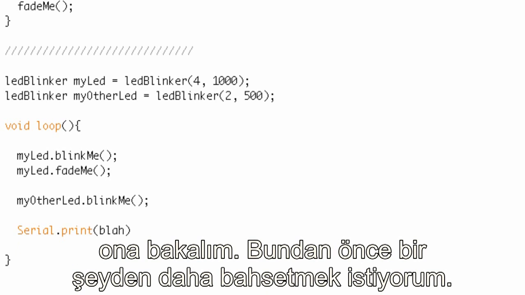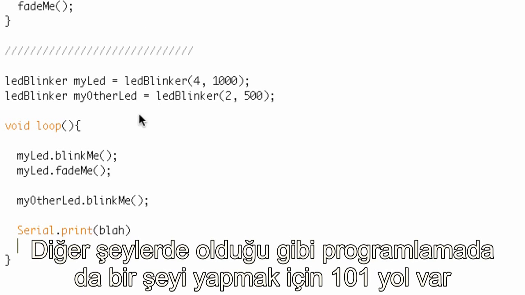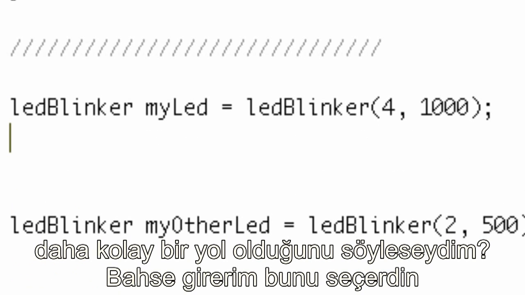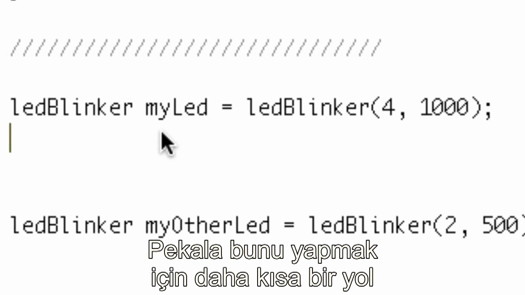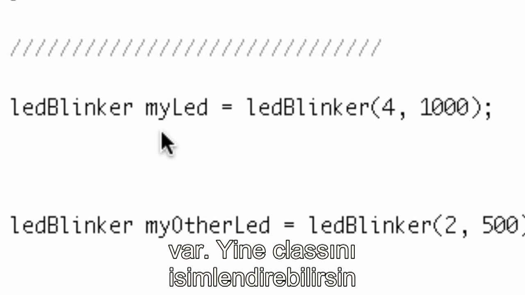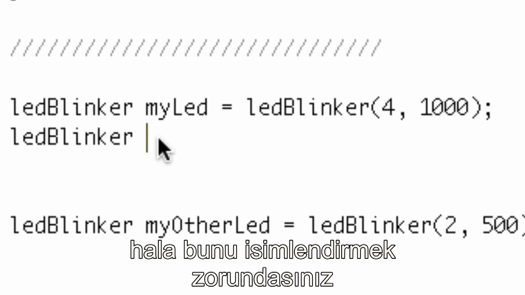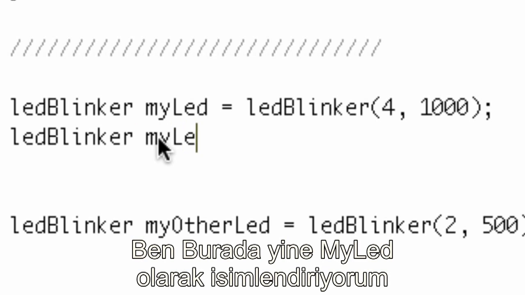But before we do that, one more thing I want to talk about. Now, like everything in programming, there's 101 ways to do the same thing. So, what if I told you there was an easier way to create an instance of a class? I bet you'd jump right on it. Well, there is. The easy short code to do this is you still have to name the class. So here's LEDBlinker, that's the class. And you still need to name it, so we'll just use the same thing here. We'll call it myLED.